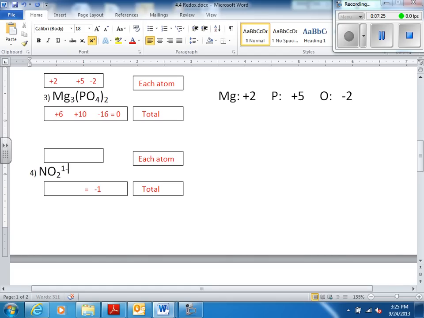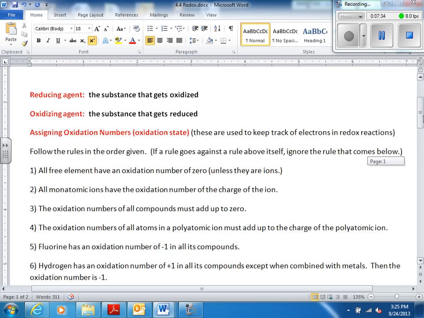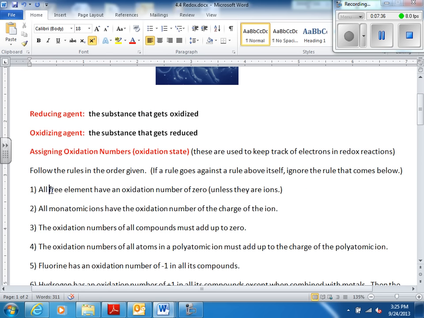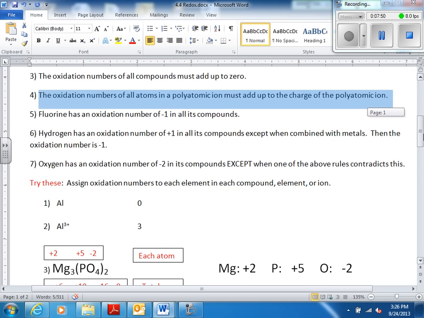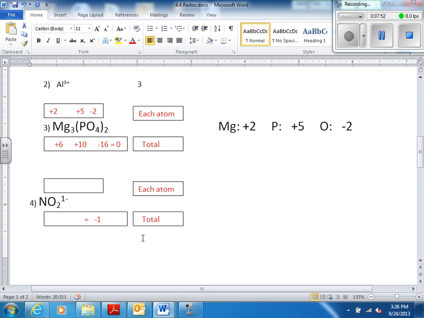Oops, there's supposed to be a minus right there. Okay. NO2, 1 minus. Your sheet might not have that minus on there, but it is NO2, 1 minus. So we look at our things. I don't have any free elements. I don't have a monatomic ion. It's not a compound because there was a charge showing. The oxidation number of all atoms in a polyatomic ion must add up to the charge of the ion. Notice I'm looking at the rules in order. So this polyatomic ion has a charge of -1, so the total must add up to -1.